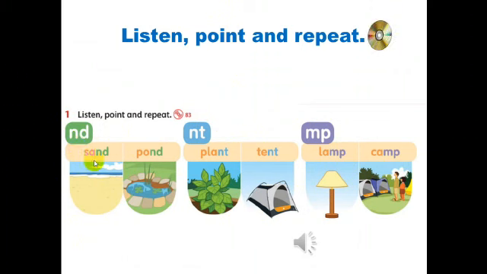End. Sand. Pond. Ant. Plant. Tent. Lamp. Camp.